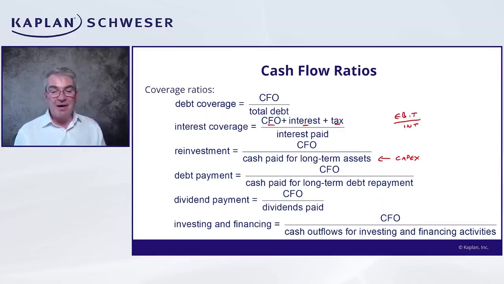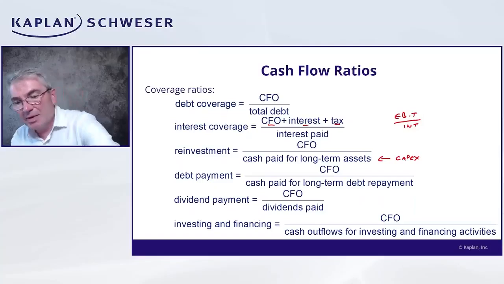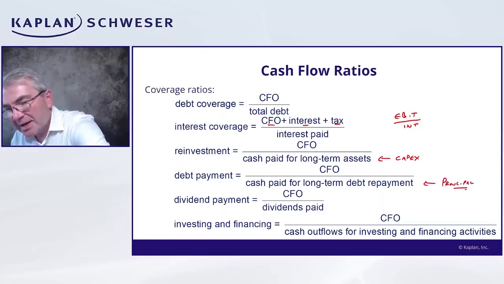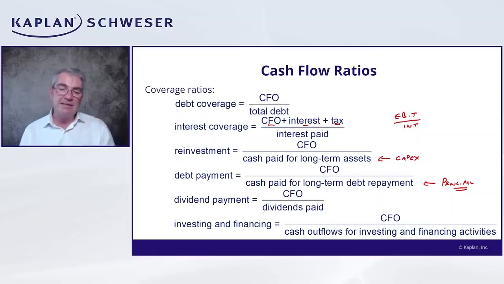Debt payment, CFO, over cash paid for long-term debt repayment. So we're looking, remember, at principal here, not interest. We're looking at the principal paid on debt, comparing it to CFO and asking ourselves, was CFO sufficient to pay off this year's principal? Because if it isn't, then either we're going to have to raise more debt to pay off existing debt, or we're going to have to, of course, dispose of assets.